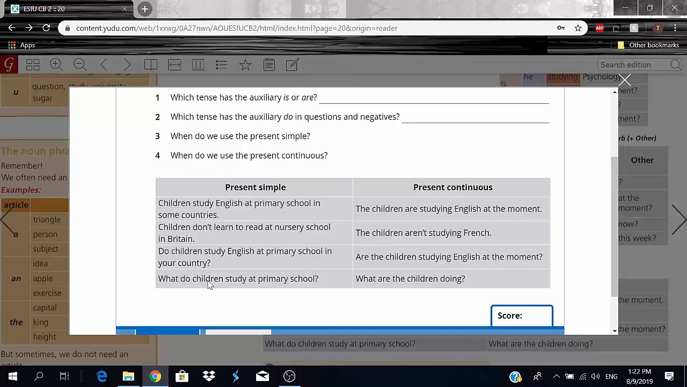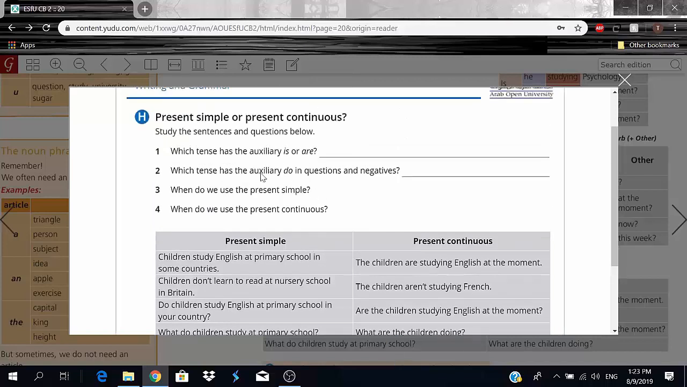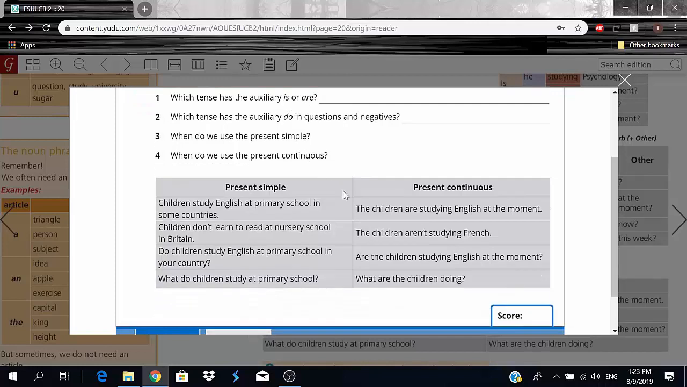What do children study at primary school? Present continuous, what are the children doing? Okay, now let's take a look at the questions. Which tense has the auxiliary is or are? Okay, so let's take a look.